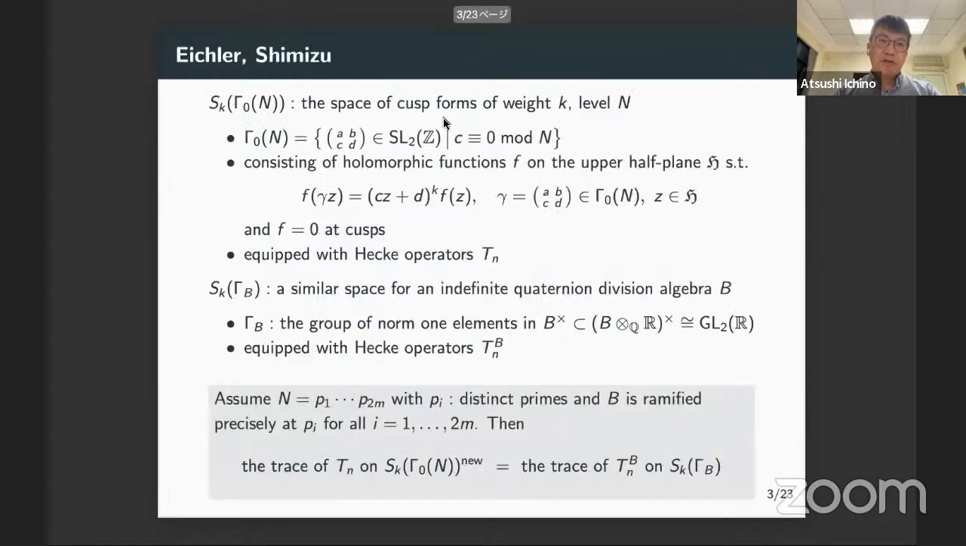Okay. So let me start with a classical example, which is discovered by Eichler and developed by Shimizu. Consider the space of cusp forms of weight k and level N, S_k(Gamma_0(N)). This space consists of holomorphic functions f on the upper half plane H, such that f is almost invariant under the action of Gamma_0(N). Namely, f(gamma z) is equal to f(z) up to some factors. And we also require some vanishing conditions at cusps. And this space of modular forms contains a lot of arithmetic information.